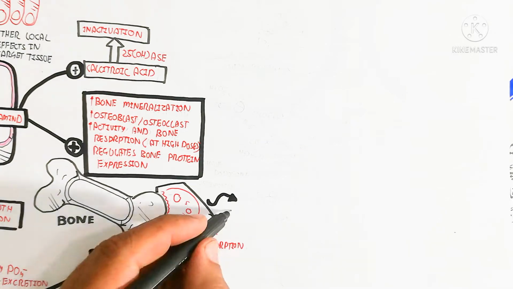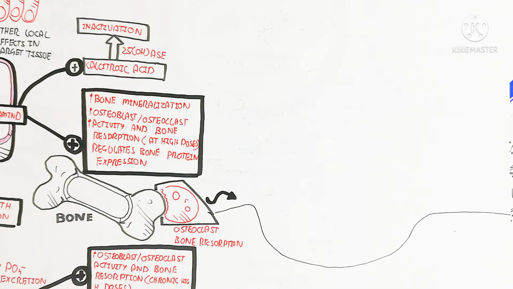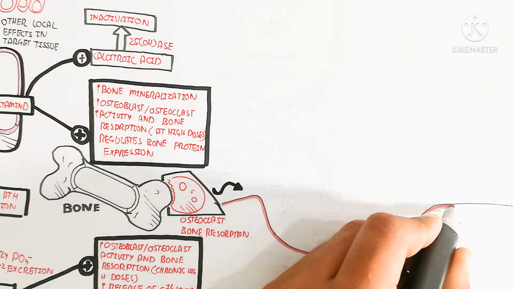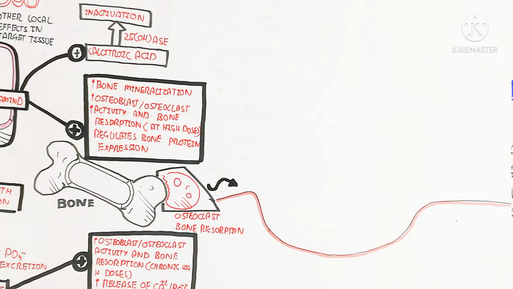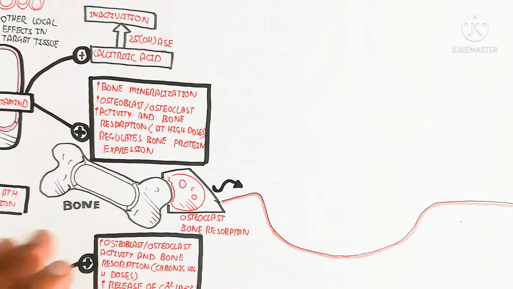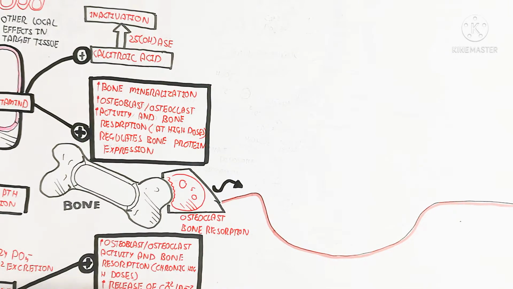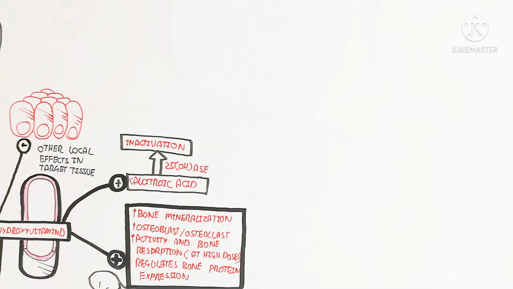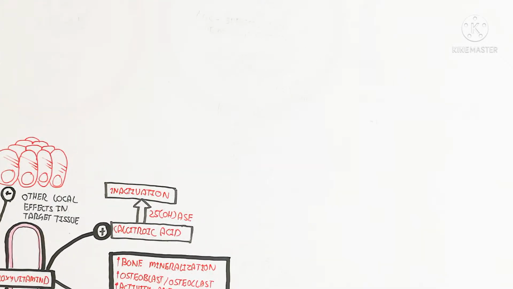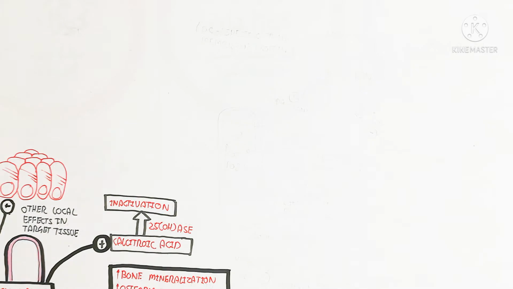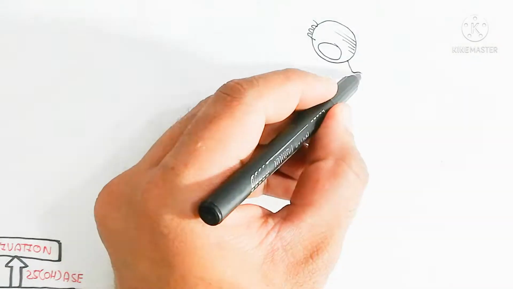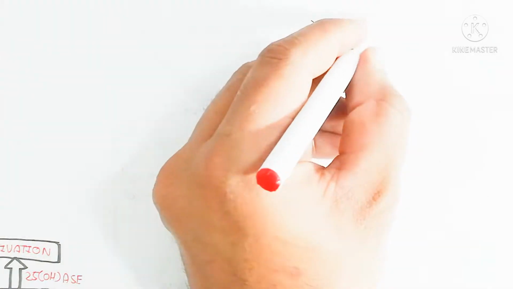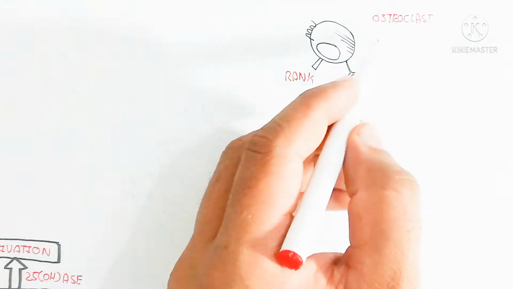So let's begin to understand. Here is osteoclast bone resorption. This is the bone resorptive cell, the osteoclast, while the osteoblast is the bone forming cell. Here is the bone. Let's begin to understand how the osteoclast does bone resorption, but the osteoblast does bone formation.